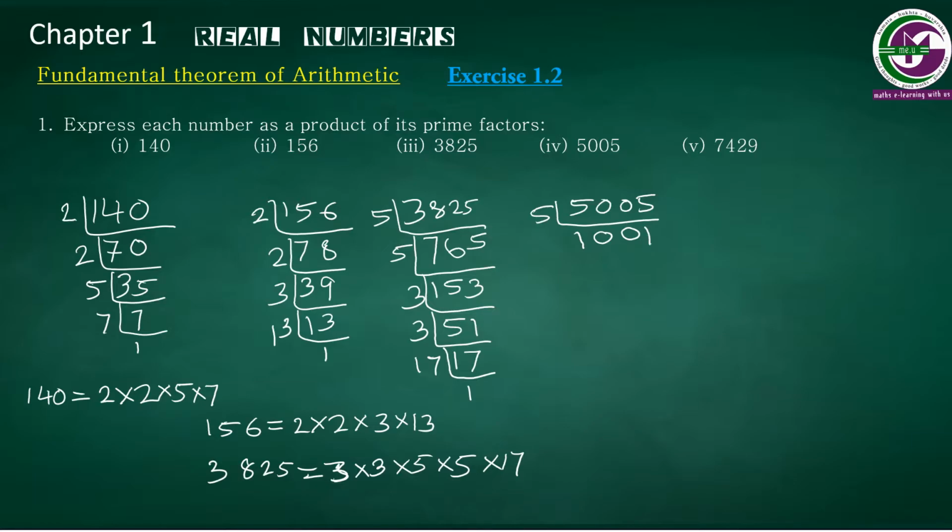1001. Here you can check 1001. The easiest way: you can check that 2 is not a factor, and 3 is not a factor because 1 plus 0 plus 0 plus 1 is 2. The sum is not a multiple of 3.